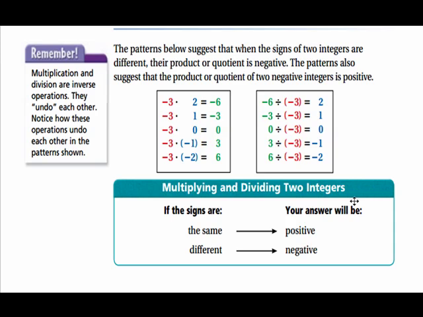Okay, so here's the rule for multiplying and dividing two integers. If the signs are the same, either two positives or two negatives, your answer will be positive. If the signs are different, your answer will be negative.